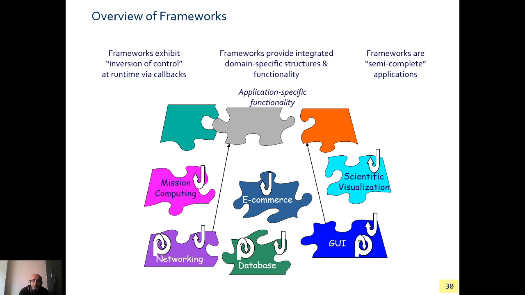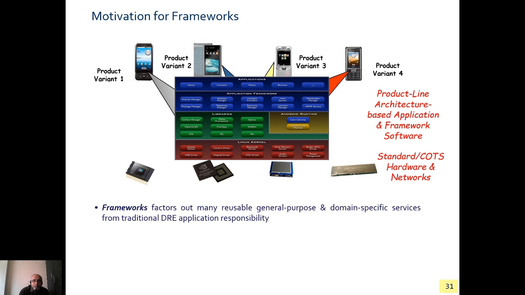It provides integrated domain specific structure and functionality, and it's a semi-complete application. So you can see the different branches here: scientific visualization, GUI, database, e-commerce, networking, and mission computing. Now, which is the supreme kind of thing? Scientific visualization, e-commerce, mission computing, these are the big guns, and then you can have application specific functionality. Now, this is just an example, might not be visible, just try to see to it that there are product variants, isn't it? Product variants 1, 2, 3, 4, yeah.